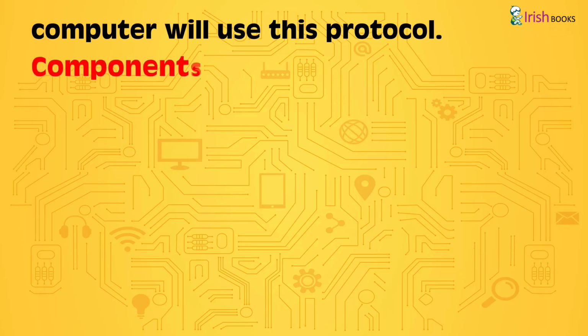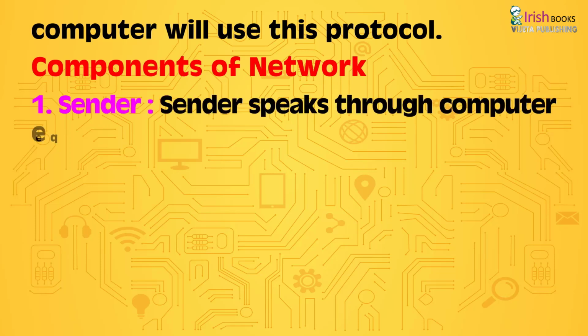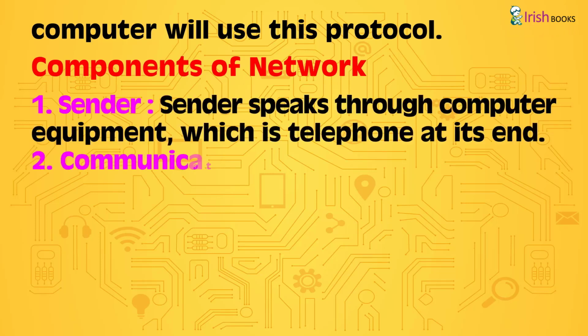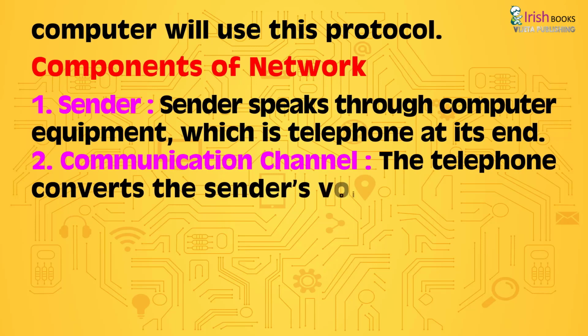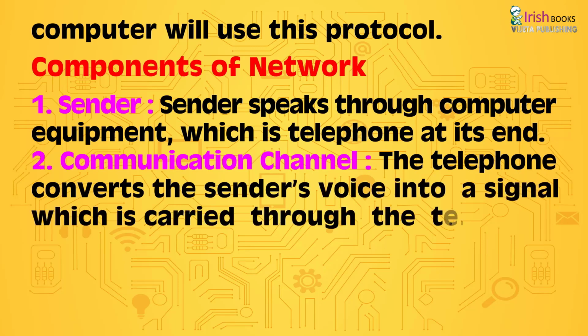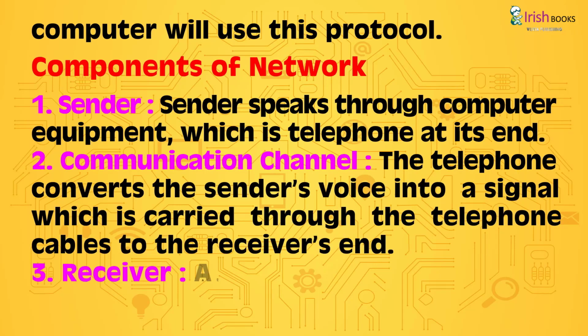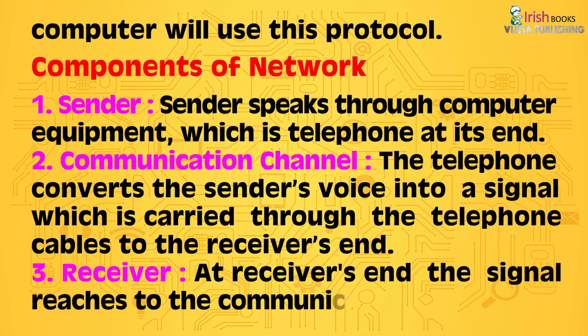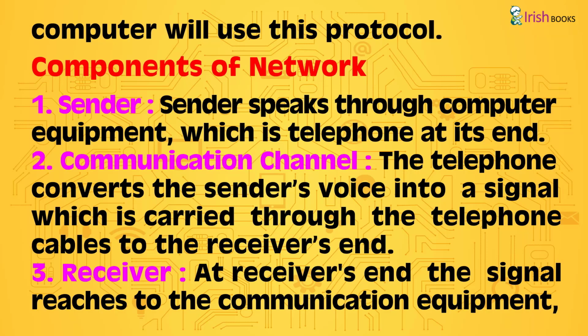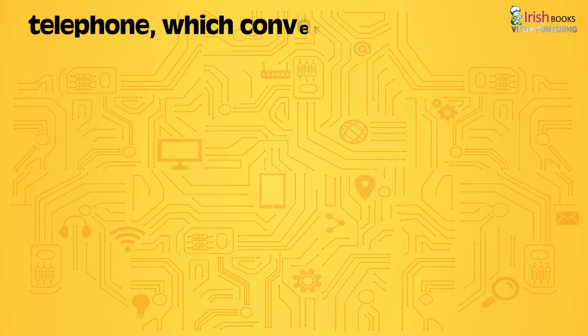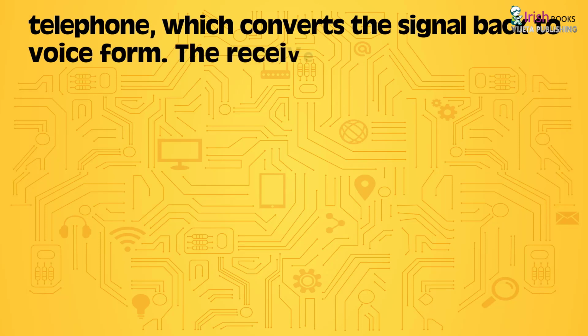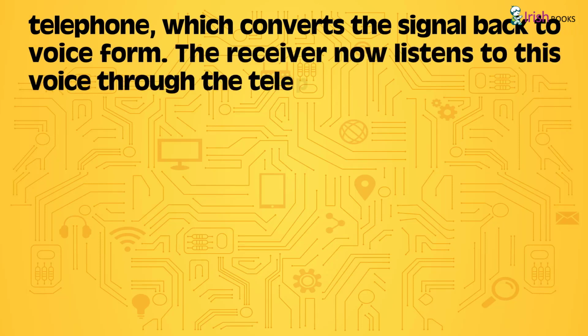Equipment, which is the telephone at its end. Communication channel. The telephone converts the sender's voice into a signal which is carried through the telephone cables to the receiver's end. Receiver. At the receiver's end, the signal reaches the communication equipment, the telephone, which converts the signal back to voice form. The receiver now listens to this voice through the telephone at its end.